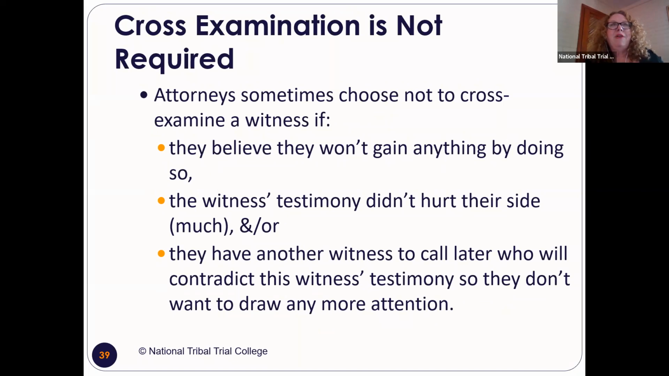Now, sometimes you're going to offer up an expert witness and the judge is going to say to the other side, will you stipulate? And they'll say yes. And then you'll do the happy dance.